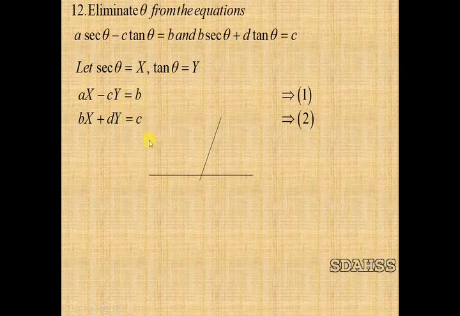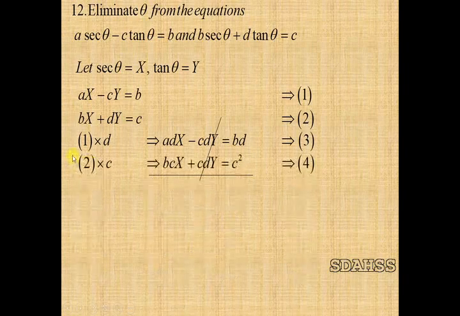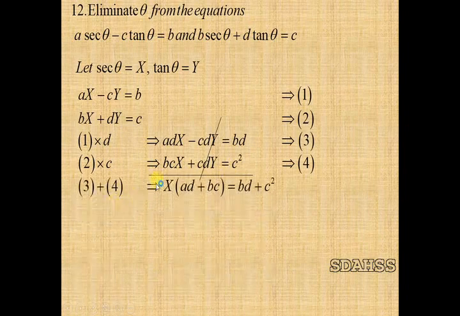Now solve the first and the second equation. Multiply the first equation into d. So you have adx minus cdy is equal to bd. Mark it as third equation. Multiply the second equation into c. So you have bcx plus cdy is equal to c square. Now add 3 and 4. If you add, the y term cancels.